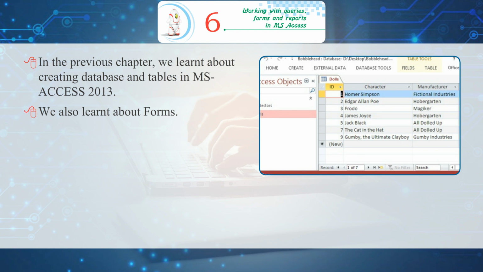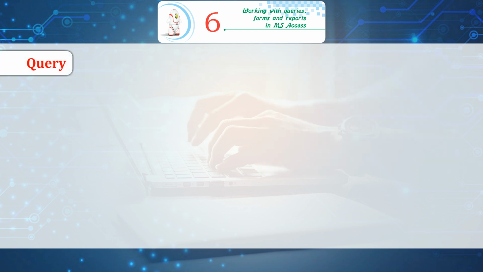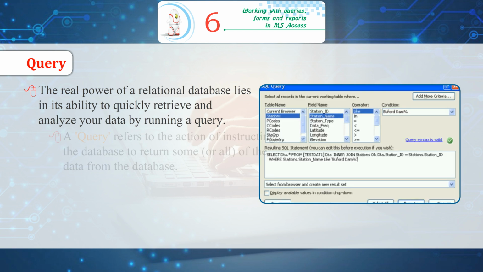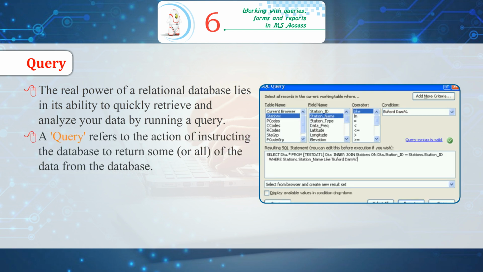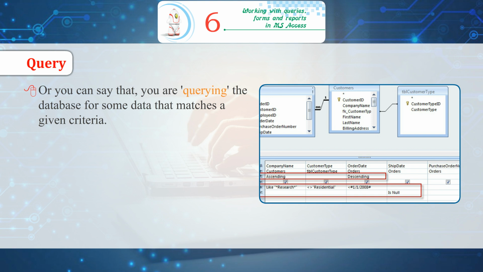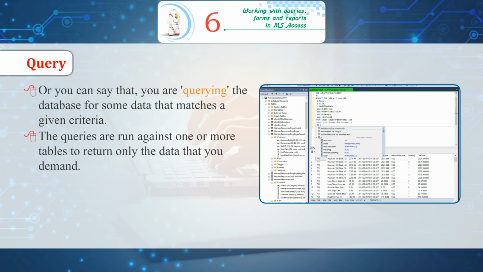We also learnt about forms. Now, let us learn about queries and reports. Query. The real power of a relational database lies in its ability to quickly retrieve and analyze your data by running a query. A query refers to the action of instructing the database to return some or all of the data from the database. Or you can say that you are querying the database for some data that matches a given criteria. The queries are run against one or more tables to return only the data that you demand.